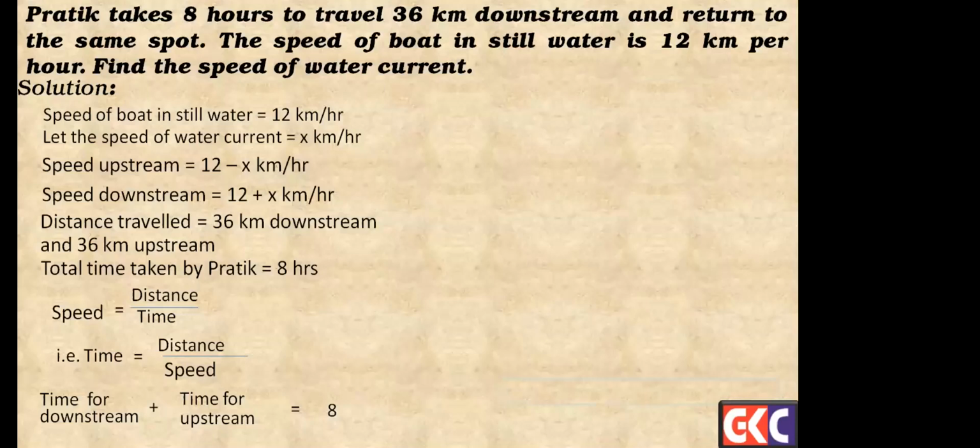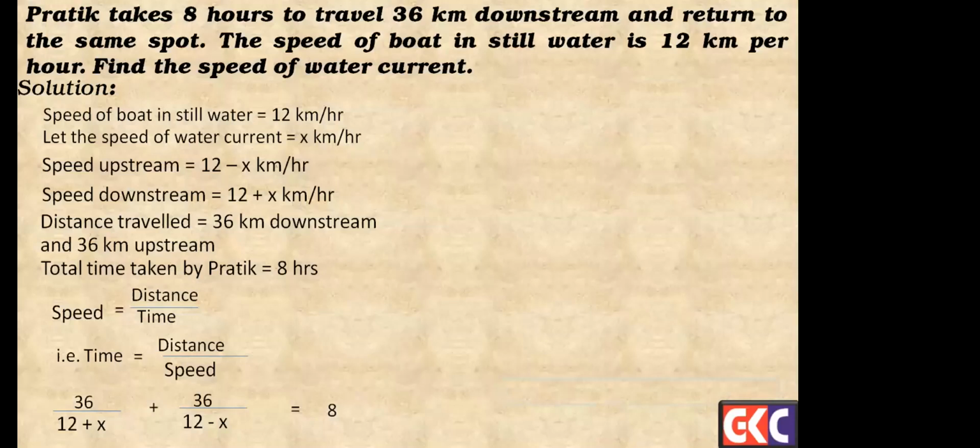So time for downstream कितना हो सकता है पता है? फॉर्मूला याद है ना? डिस्टेंस अपॉन स्पीड. डिस्टेंस कितना है डाउनस्ट्रीम का? 36. स्पीड कितना है उसका डाउनस्ट्रीम का? 12 प्लस एक्स. So for downstream, the time taken is 36 upon 12 plus x. Now what do you think time for upstream will be? Somewhat similar, 36 upon 12 minus x. Is that thing clear? इक्वेशन का फॉर्मेट समझ में आया? कैसे ये इक्वेशन मिला समझ में आया? If not, again, as I told you, just write it down.